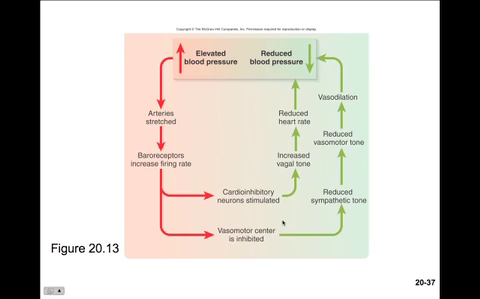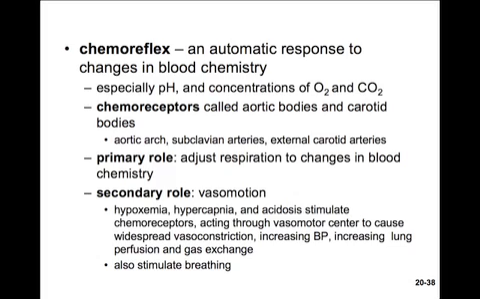This could be a good figure to spend a little bit of time with, and make sure you're familiar with how this negative pathway works. A chemoreflex is an automatic response to changes in blood chemistry, as we've already investigated. pH, oxygen, and carbon dioxide concentrations are of especial importance. These chemoreceptors are called aortic bodies, remember, located up in the aorta, and carotid bodies that we'll see in the carotid arteries. Their primary role is to adjust rates of respiration in response to changes in blood chemistry.